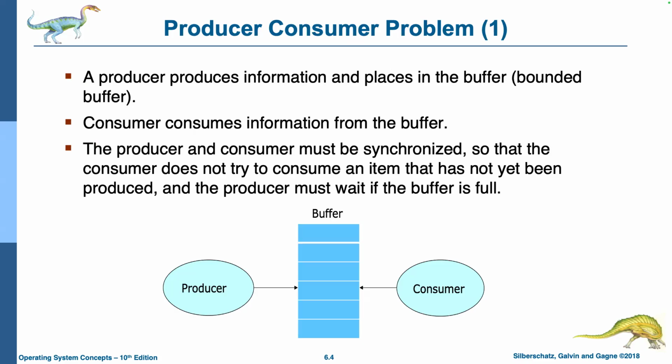Okay, the producer and consumer problem. This is a very classical one. Here, a producer produces information and puts it into the buffer. The consumer consumes the information, taking it out from the buffer. So the producer and the consumer must be synchronized. Synchronized for what?